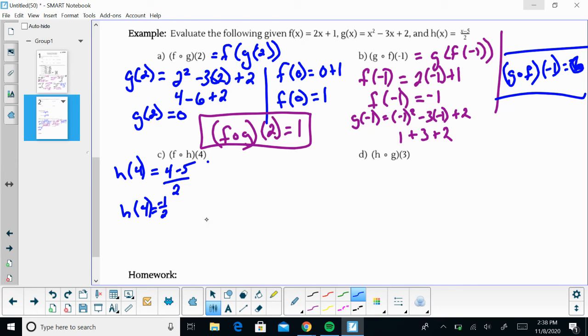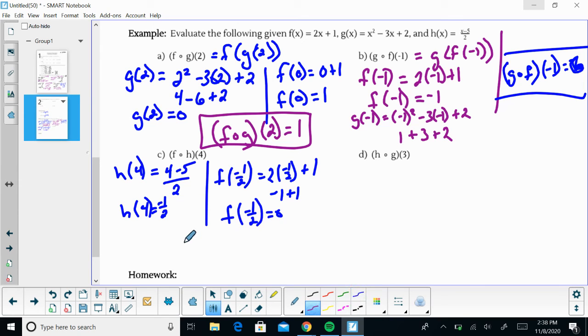Now that I have h of 4, I'm going to find f of negative 1/2. Negative 1/2 would be 2 times negative 1/2 plus 1. 2 times negative 1/2 is negative 1 plus 1 is 0. So f composite h of 4 is 0.